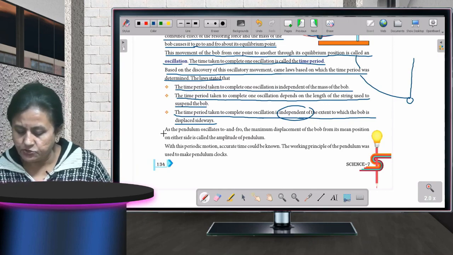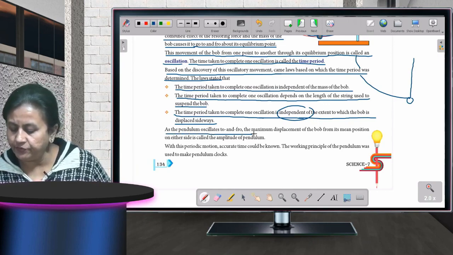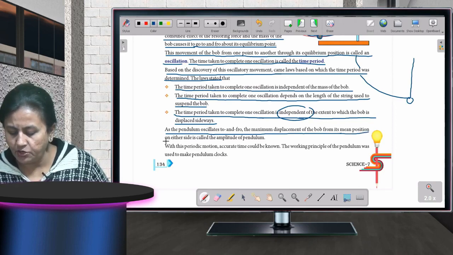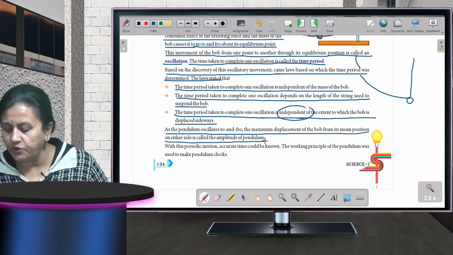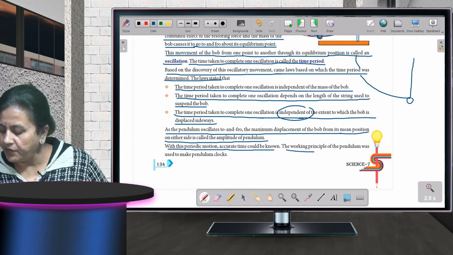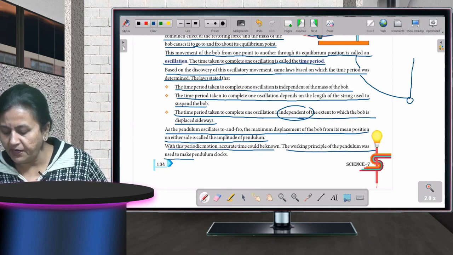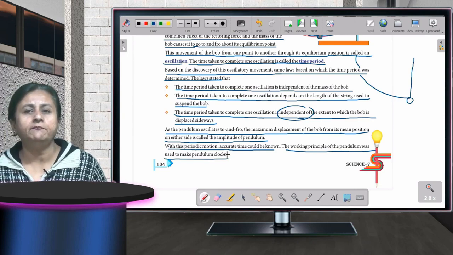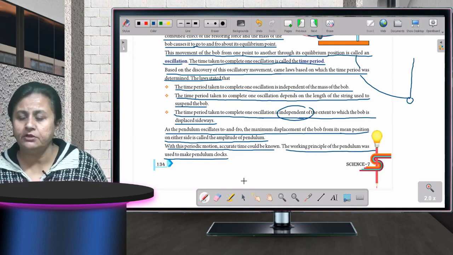So as the pendulum oscillates to and fro, the maximum displacement of the bob from its mean position on either side is called the amplitude of the pendulum. With this periodic motion, accurate time could be known. The working principle of the pendulum was used to make pendulum clocks. With this principle only came the existence of pendulum clocks.